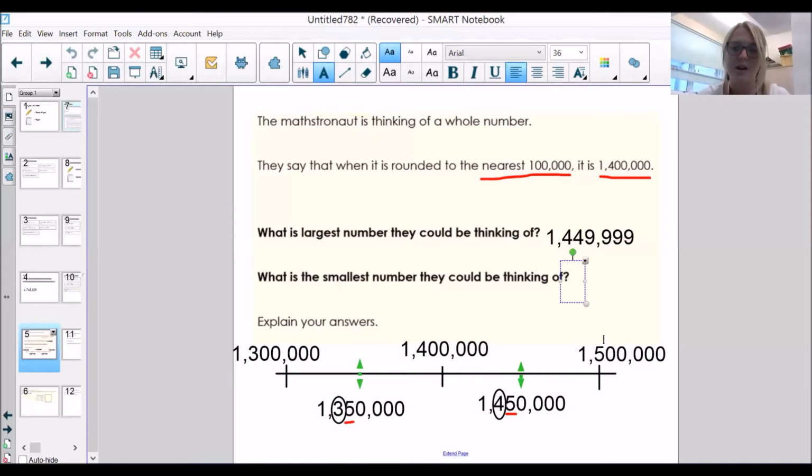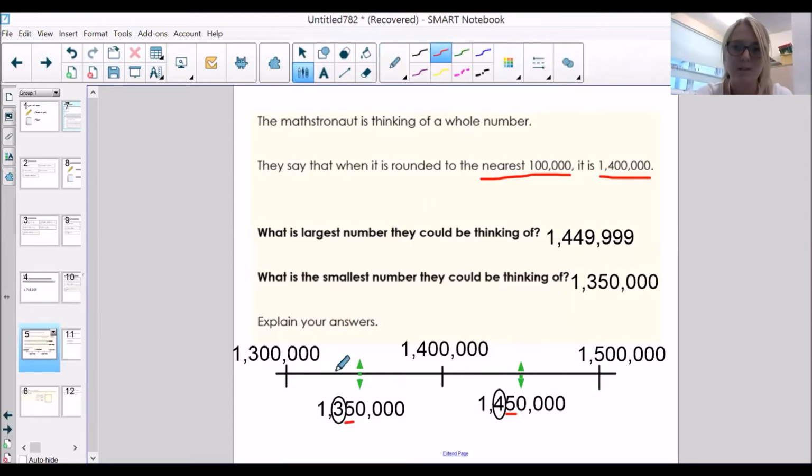If we subtracted 1 from 1,350,000, we would get 1,349,999, and that would round down to 1,300,000. So this is our smallest possible number. Then if we rounded any number in between these two numbers, all of these numbers would round up to 1,400,000, and these numbers would round down to 1,400,000 to the nearest 100,000.